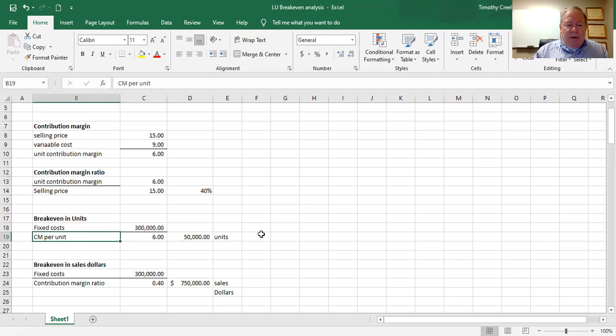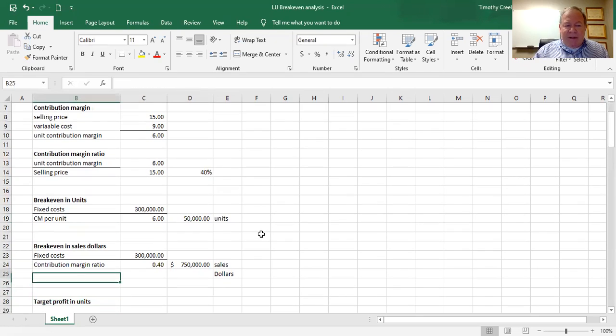Now, you can also look at break even from a standpoint of sales dollars. In that case, we would take our fixed cost divided by our contribution margin ratio. So we would take fixed cost of 300,000 and divide it by the contribution margin ratio of 40% that we got earlier on. We're working with the same example as we go through, and we would get 750,000 sales dollars. So this is the sales dollars that we must achieve in order to break even.